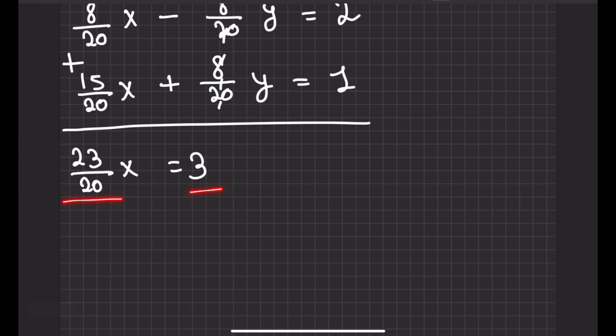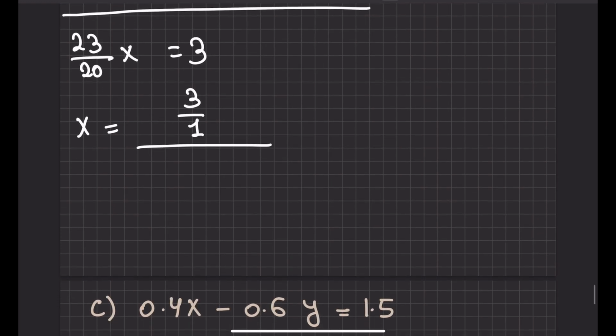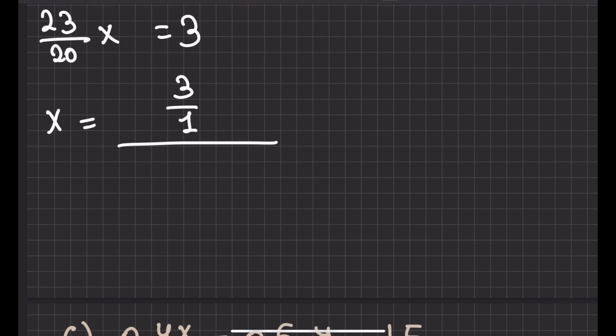Both sides must be divided by 3 in order to find only 4x. So it's going to be 3. Here I have a hidden 1, divided by 1, long division. The division is going to be 23 divided by 20.